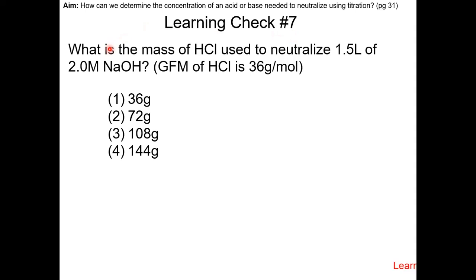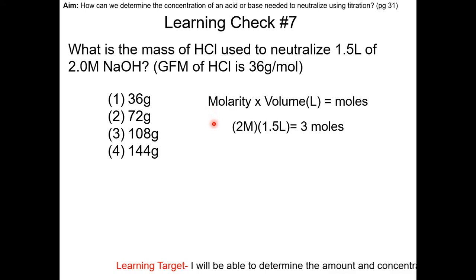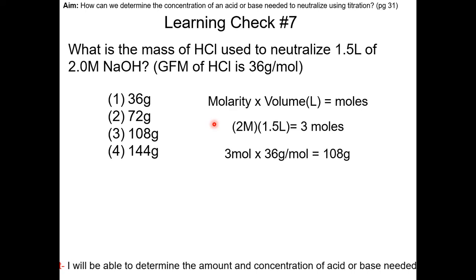Learning check number 7. What is the mass of HCl used to neutralize 1.5 liters of 2 molar NaOH? The GFM of HCl is 36 grams per mole. Pause the video and resume once completed. So first we have to figure out the moles of the base because at neutralization, moles of acid is equal to moles of base. Molarity times volume gives us moles. So 1.5 liters times 2 molar gives us 3 moles of NaOH. So at neutralization, we also have 3 moles of HCl. So 3 times 36 gives us 108 grams. So the answer is choice 3.